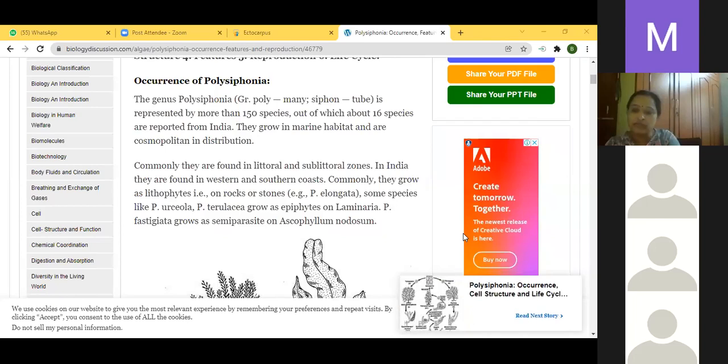And what types of pigments are there? Chlorophyll A and chlorophyll D pigments, and phycobilins are most important here. Phycocyanin and phycoerythrin are both phycobilins. But here, phycoerythrin is dominant compared to phycocyanin. That's why this algae is called red algae or Rhodophysi. Chlorophyll A, D, phycoerythrin, phycocyanin are present, and alpha and beta carotene also.